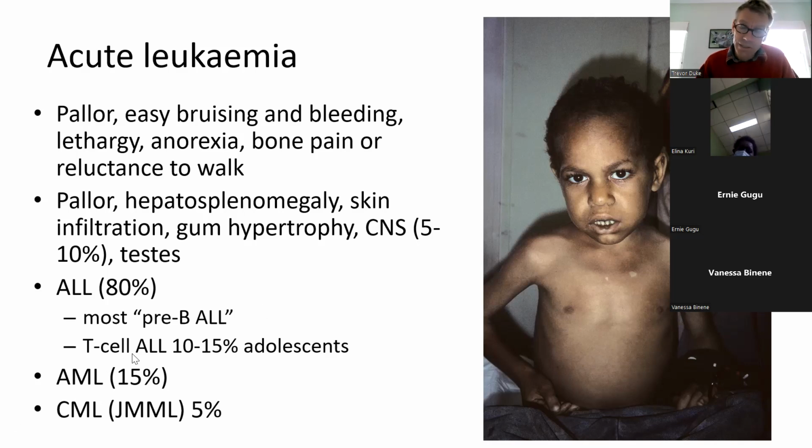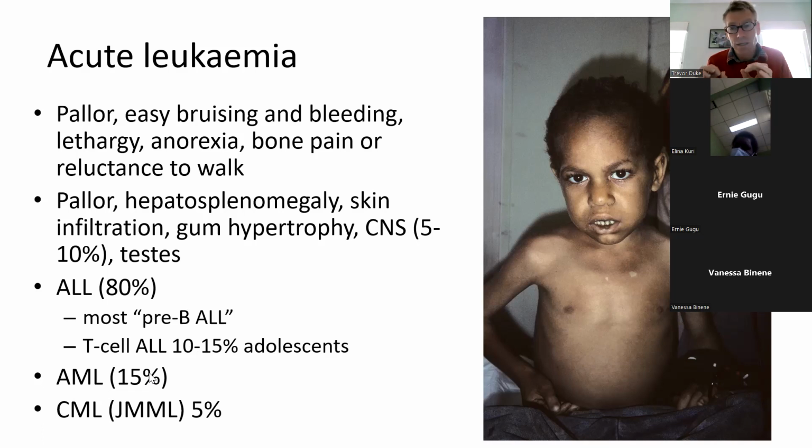T-cell ALL is seen a bit more commonly in adolescents, so older children, 10, 12, 14, that sort of age. And that makes up about 10 to 15% of the total leukemias, right? So 80% pre-B ALL. 15% are acute myeloid leukemia.